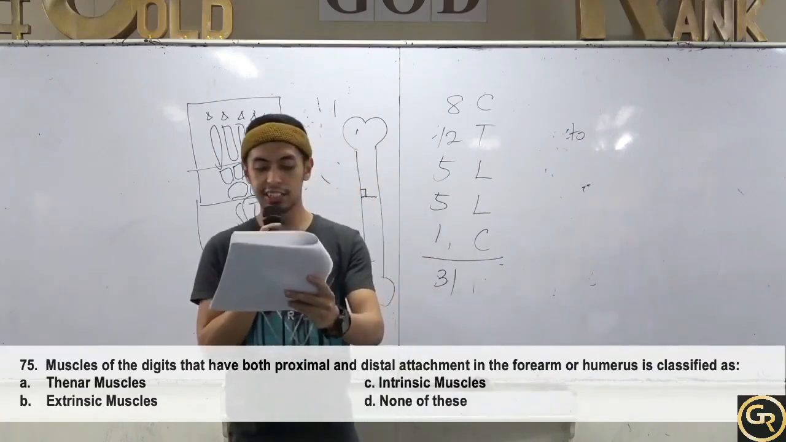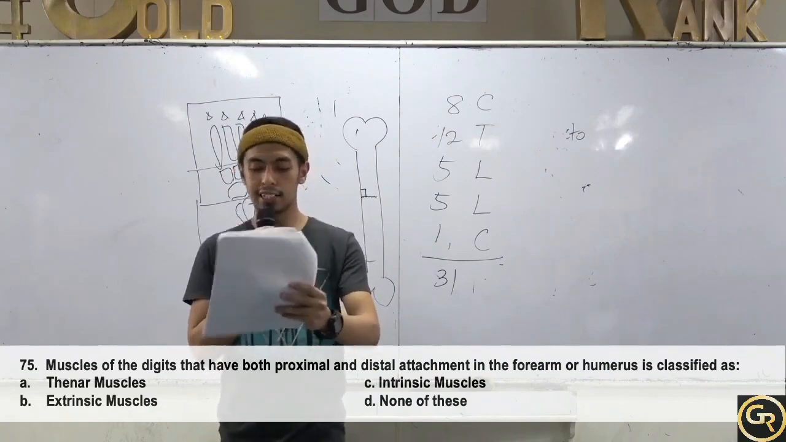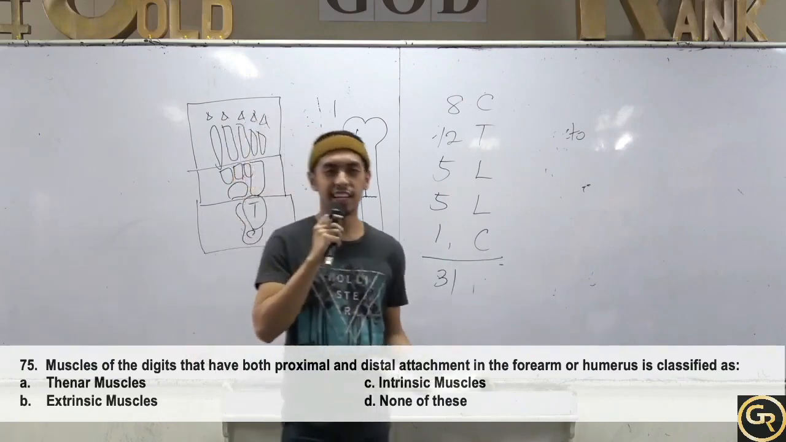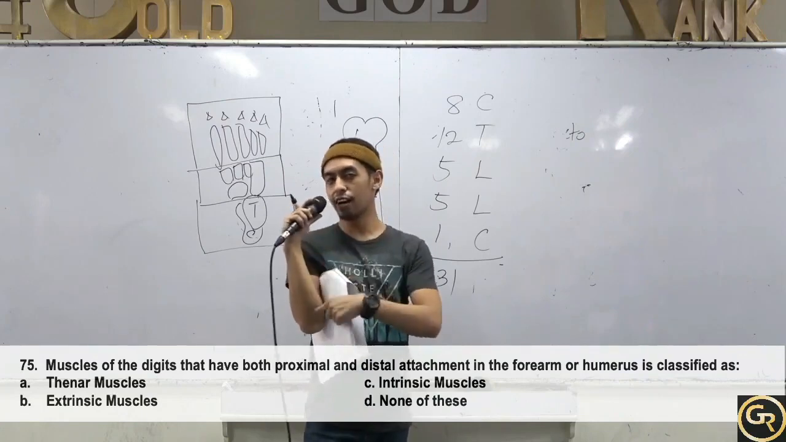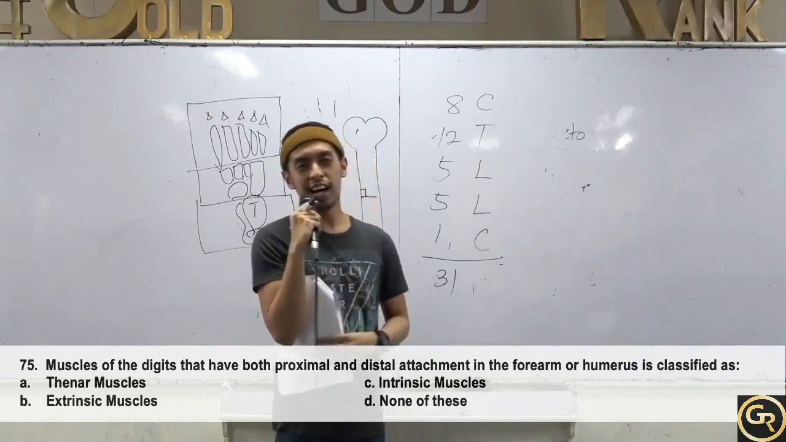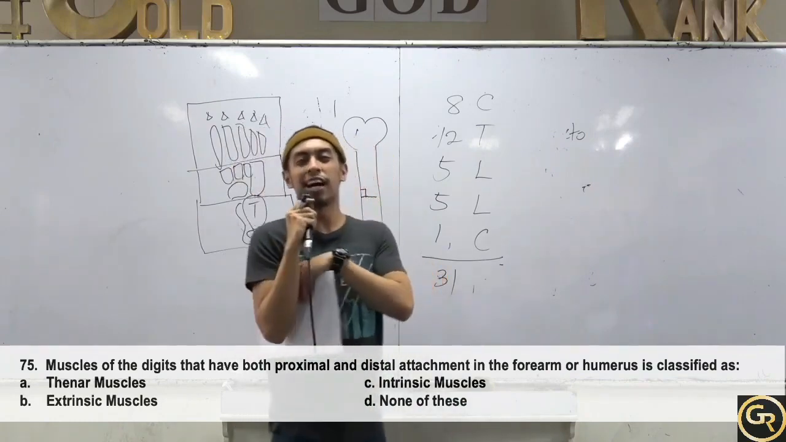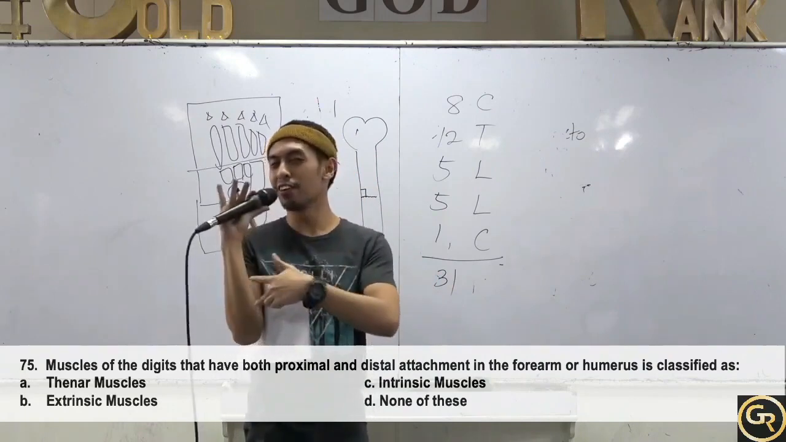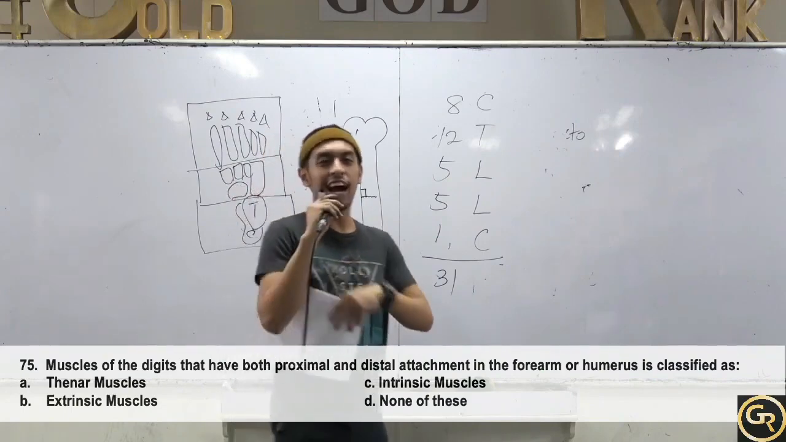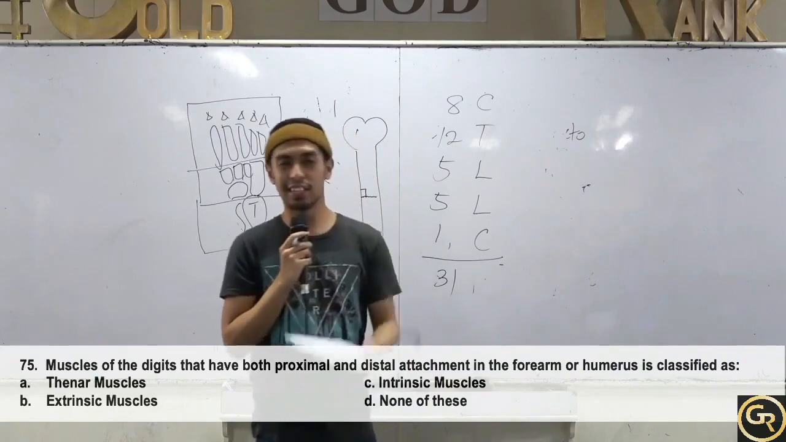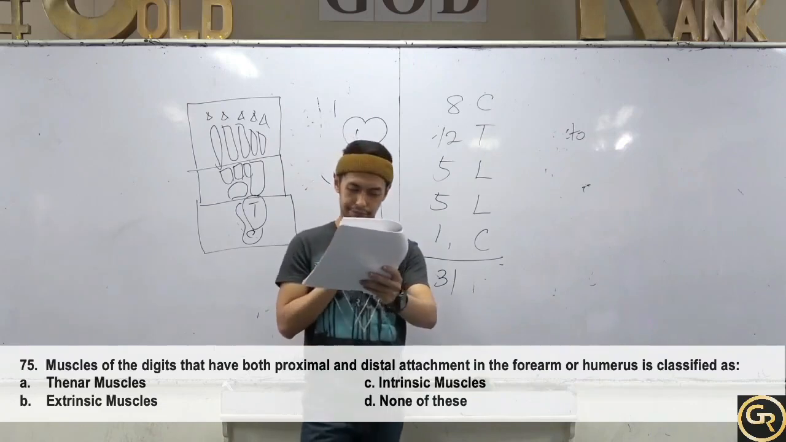75. Muscles of the digits that have both proximal and distal attachment in the forearm or humerus is classified as blank. Ano pong muscle to? Okay? If both the attachments of the muscles of the digits are located inside the forearm or in the humerus, okay? Ano pong tawag dito? Letter dog, okay? None of these. So, paano naman nila mapapagalaw yung digits nyo if located lang sila within the forearm, di ba? Or within the humerus. Hindi man lang sila nakakross in the hand region. So, syempre, none of this. Non-existent yung ganong klaseng muscles. Okay? It's none of these.